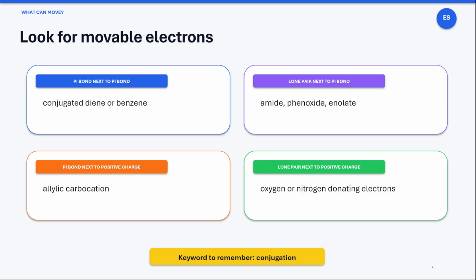Slide 7. Next question, which electrons can move? Usually, resonance happens when you have conjugation. Conjugation means you have overlapping p orbitals that allow electrons to spread out. Look for these common patterns. A pi bond next to another pi bond, a lone pair next to a pi bond, a pi bond next to a positive charge, or a lone pair next to a positive charge. The key word is conjugation. If the orbitals cannot overlap, resonance usually cannot happen.